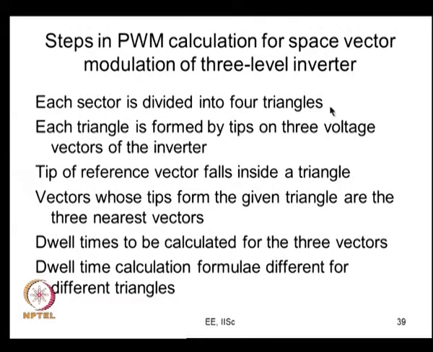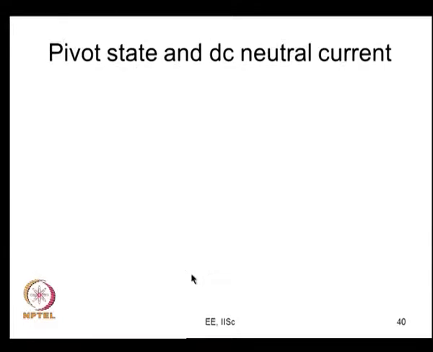Each sector is divided into 4 triangles, and each triangle is formed by the tips of 3 voltage vectors. You have to see where the vector falls, and then calculate the dwell times for those 3 vectors, and you need different formulas. To solve the problem, what you actually do is deal with it as an equivalent 2 level inverter. So, before that let us take a quick look at the pivot states. There is plus 0 0 and 0 minus minus, both of them give you the same vector, which is 0.5 VDC angle 0.